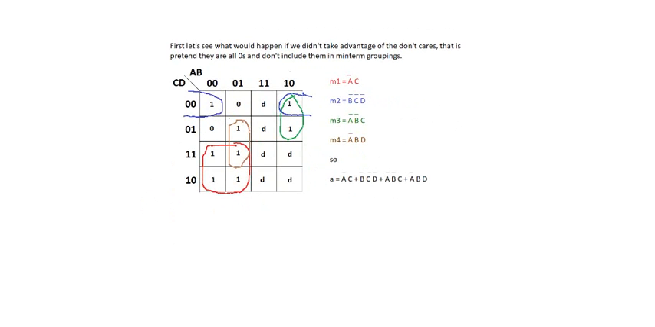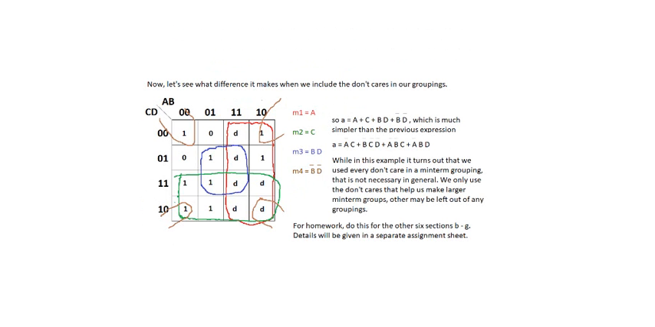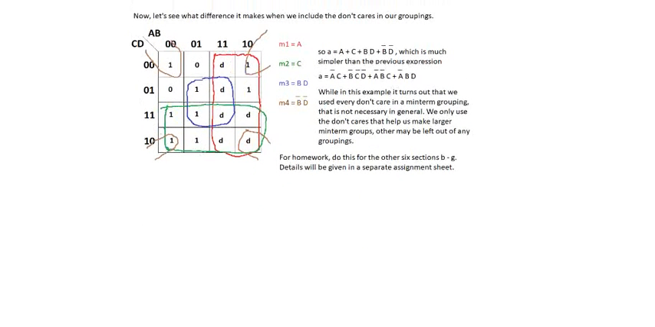Now, having that for a comparison, let's do the same thing now, but this time let's include the don't cares in our groupings. And you can see I've got, instead of 3 groups of 2 like I had before, I've got 2 groups of 8. Those are going to give me single letters. That's my A and my C here. Again, I got them color coded, seeing which one goes to where.